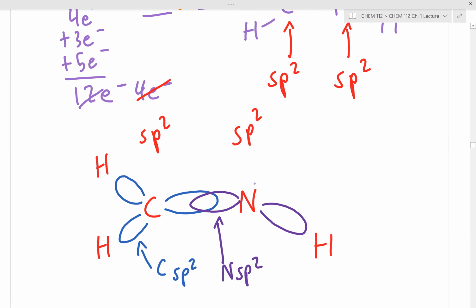Now, nitrogen is going to use 2 of its sp2 orbitals for bonding. What about its 3rd sp2 orbital? Nitrogen has a lone pair, right? So where is that lone pair going to be? Yep, in that sp2 orbital. So the key feature of this molecule that I want to bring to your attention is this lone pair is in an sp2 orbital.